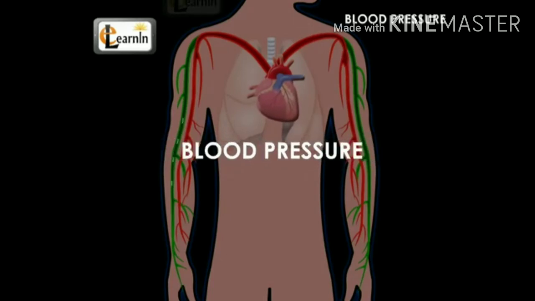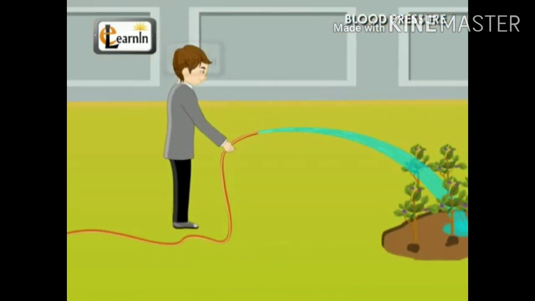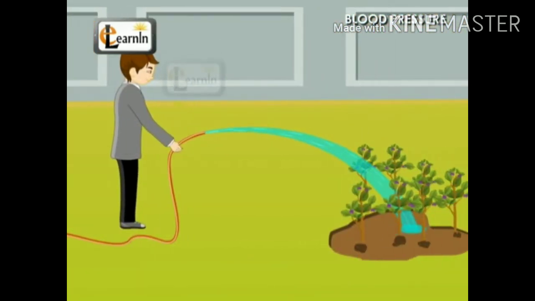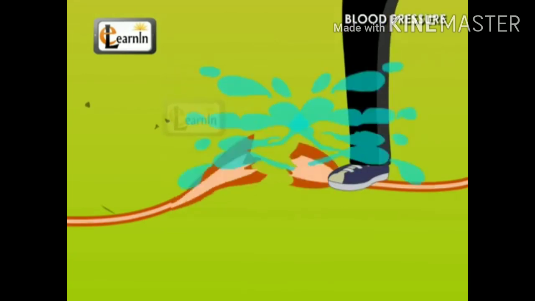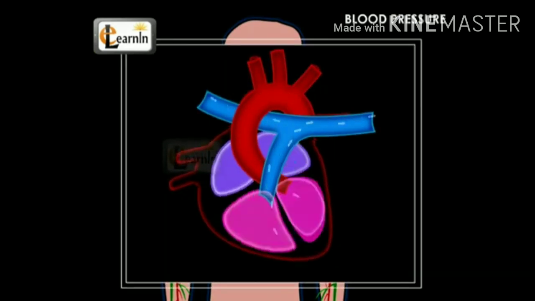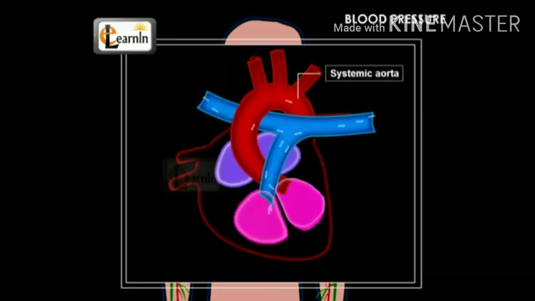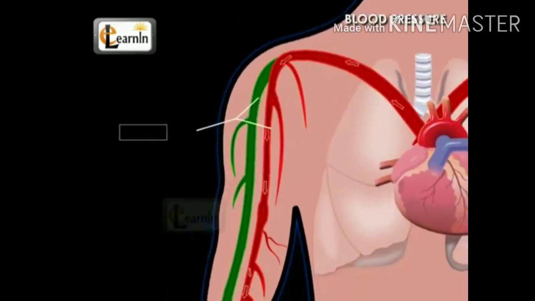Blood pressure. Water flows with a higher pressure when you connect a tube to a pump set operating in your field or house. Also, the tubes burst open if the pressure is very high. Similarly, when the heart pumps blood into the systemic aorta or into the pulmonary trunk, the blood flows with pressure in the blood vessels.